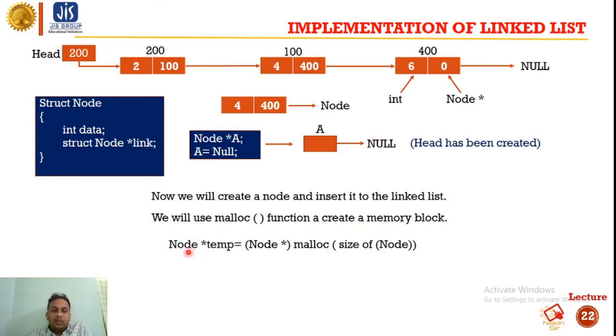Here you can see node pointer temp equal to node pointer malloc sizeof node. After malloc, this is the size of the node. That means how many bytes it will take. It may be int, it may be float, so how many bytes will be required. And node pointer means the link part.